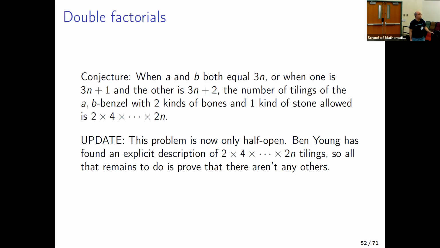times 2n. Newsflash from a few weeks ago, this problem is now half open, because Ben Young has shown that the number of tilings is at least this double factorial. So your job is to prove that there aren't any more, to prove that the number of missing tilings that Ben didn't find is at most 0. Okay? So it's half open from the other side.